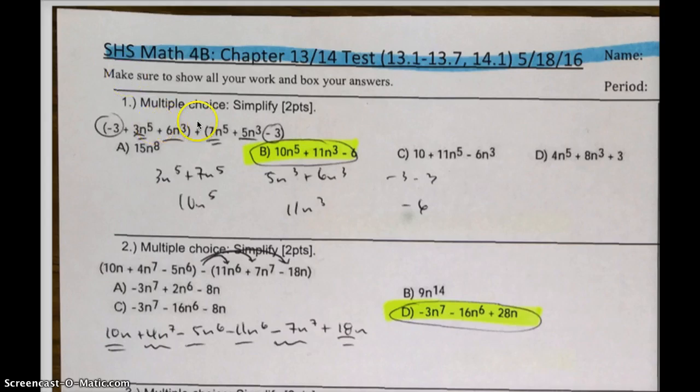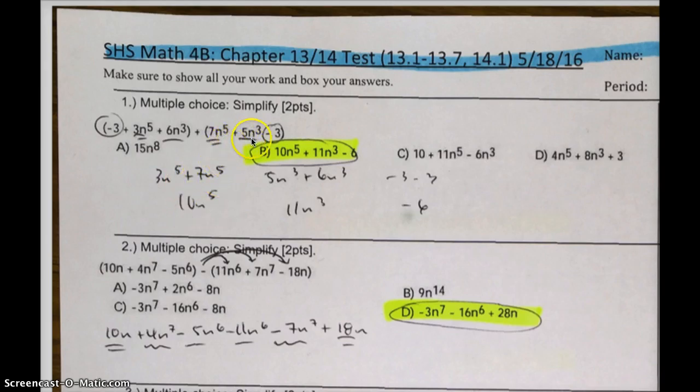Question number 1 tells you to simplify. Anytime it tells you to simplify, you're just looking for the math operation. In this case, it's addition. There I'm looking for things that are like terms. They're like terms with the same variable or letter and the same exponent. So n to the 5th, those are like terms. You're just adding the coefficients, the numbers in front. That would be 3 and 7. That would give you 10n to the 5th.